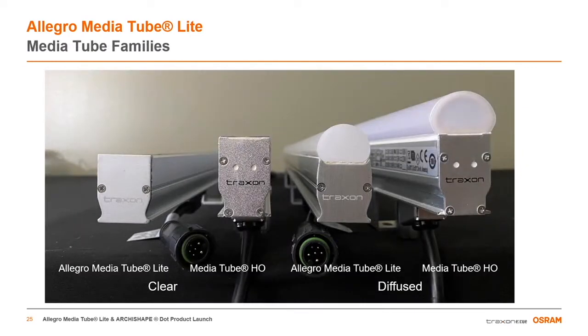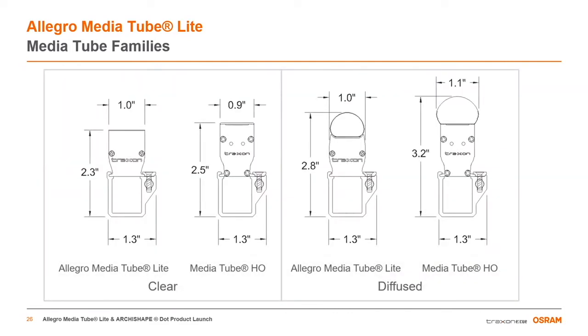Here we see the Allegro MediaTube Lite next to our flagship MediaTube HO. And as you can see, both fixtures deliver a very elegant, similar design aesthetic. And if you couldn't tell from the photo, the Allegro MediaTube Lite actually comes in about very similar in size to the MediaTube HO, but actually comes to be a slightly smaller size than its sibling.